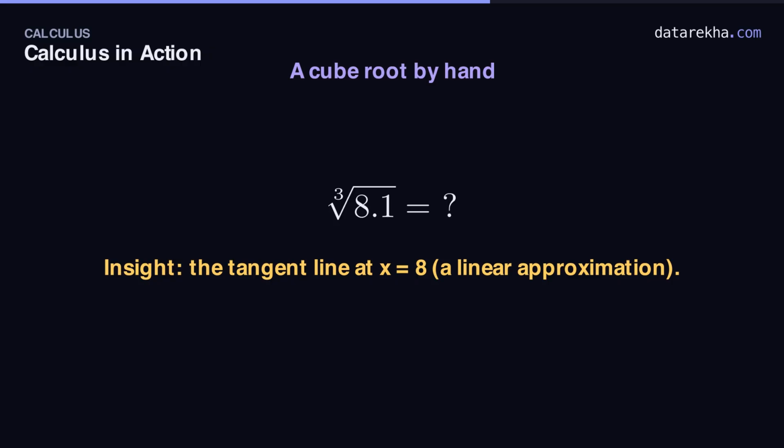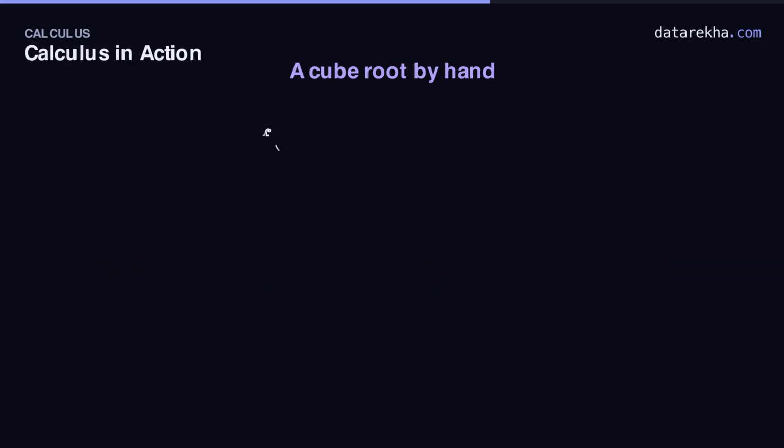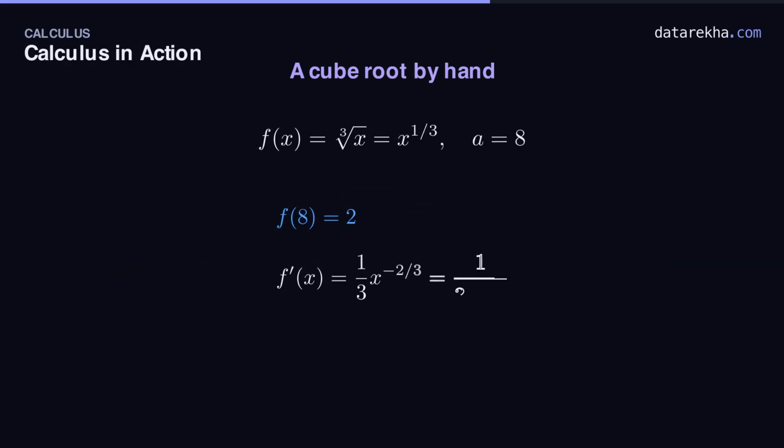Write that tangent, the last tiny step. Set f of x equal to the cube root of x, centered at a equals 8. We know f of 8 is 2. The derivative is 1/3 x to the minus 2/3, which is 1 over 3 times the cube root of x squared.